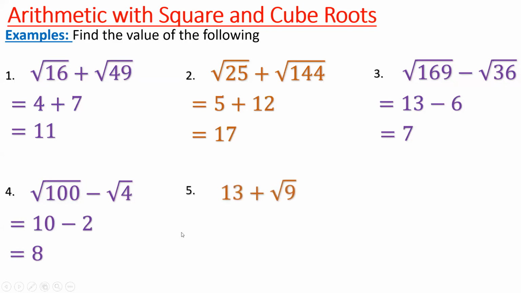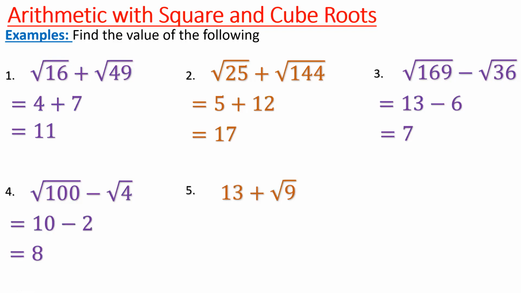So let's say we have, this one is interesting. I like this one. Here we have a whole number, right, already. So we don't have to take the square root of this one. And then we have the square root of 9. So think about it. We have 13 plus the square root of 9. So how are we going to answer this one? What are we going to do?